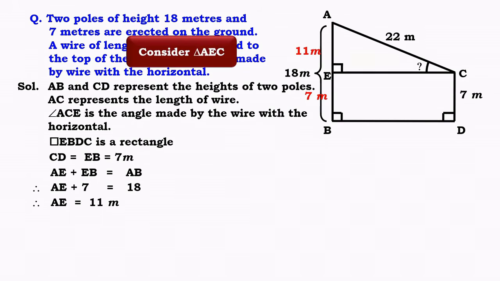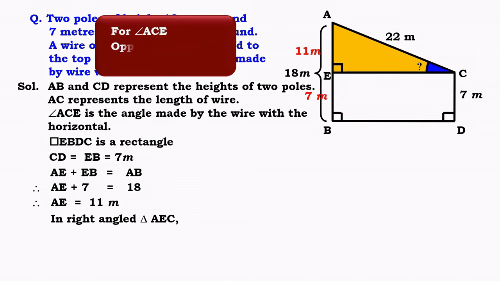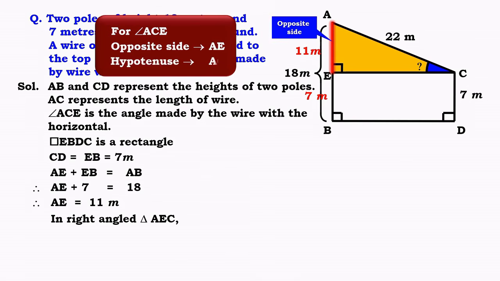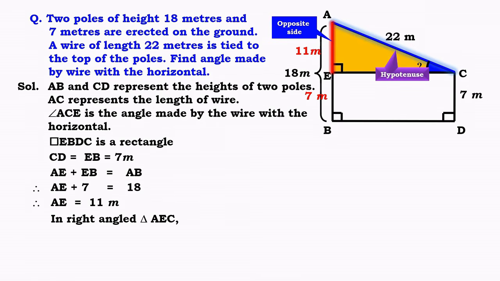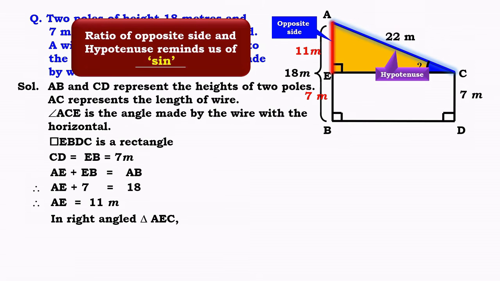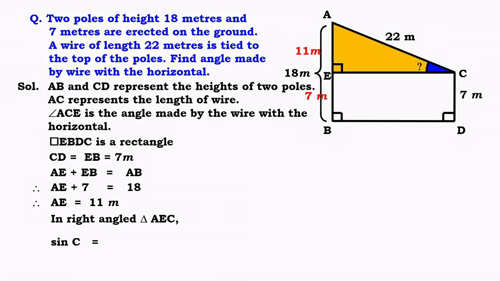Now, consider the right-angled triangle AEC. For angle ACE, the opposite side is AE and the hypotenuse is AC. The ratio of the opposite side and the hypotenuse reminds us of the sine ratio. Therefore, sin C is equal to AE divided by AC. Substituting the values, sin C is equal to 11 divided by 22. Therefore, sin C is equal to 1/2.